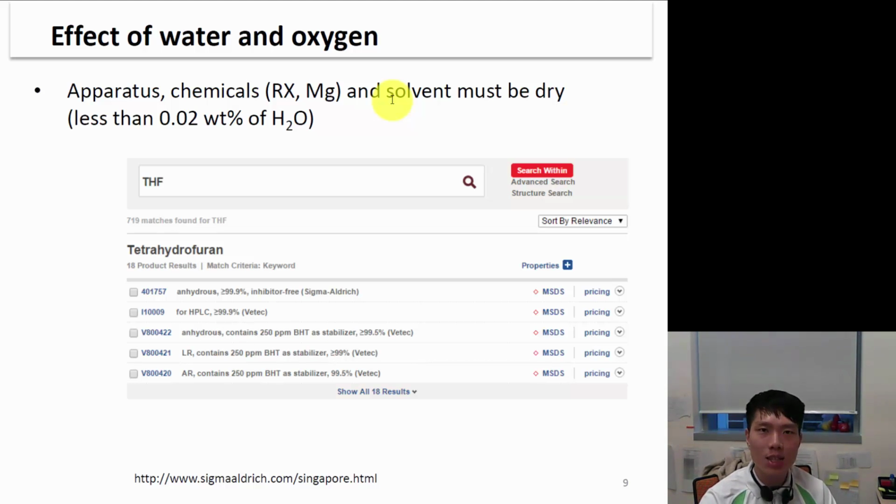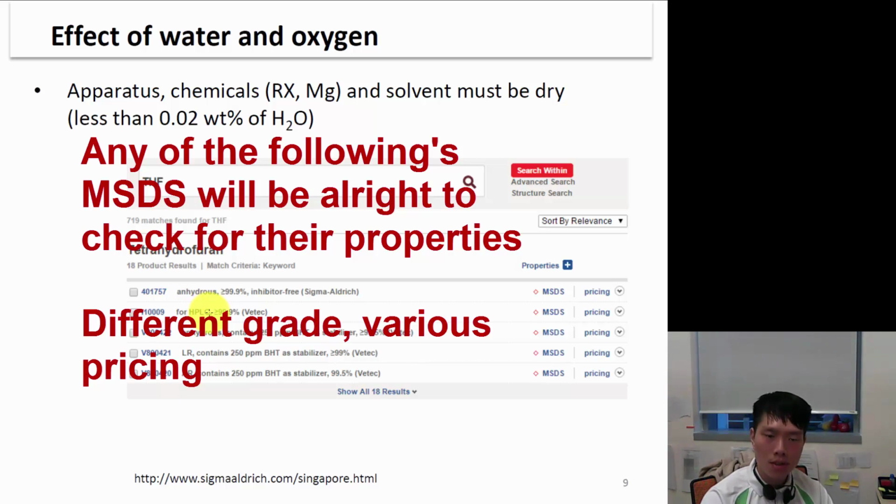So it contains less than 0.02% of H2O. If you go and search online on Sigma Aldrich, these are the chemical sites you purchase from. Many kinds of THF, but which is the one that we prefer for synthesis? Analytical reagent, lab reagent, HPLC, high performance liquid chromatography, very high purity. Okay, then there's some stabilizer.